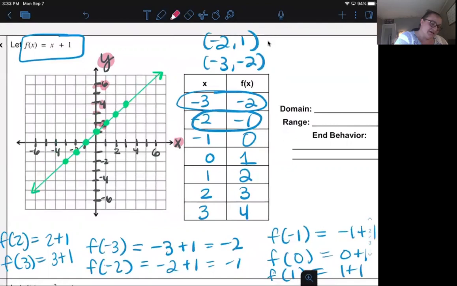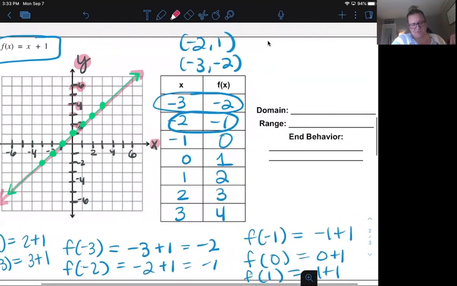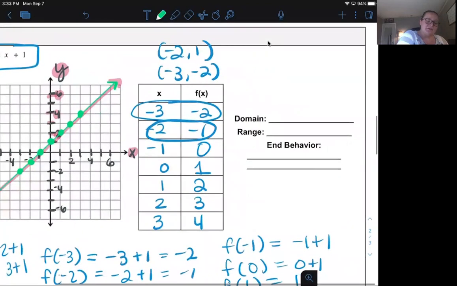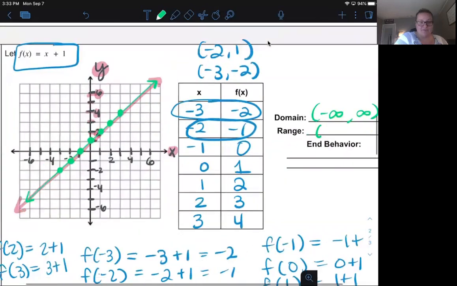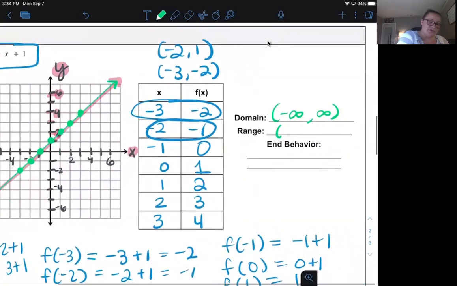It shows that to the far right, x extends forever. To the far left, x extends forever. I think I switched those directions there. You know what I mean. So for our domain, x can be all the negative numbers and all the positive numbers. So our domain goes from negative infinity to positive infinity. Then our range does the same because it extends up forever and down forever. Our range is negative infinity to positive infinity.